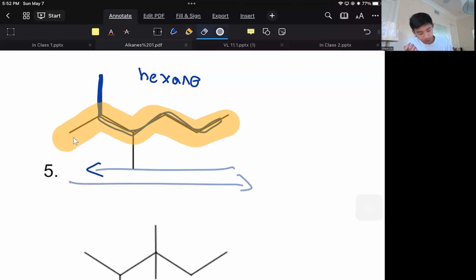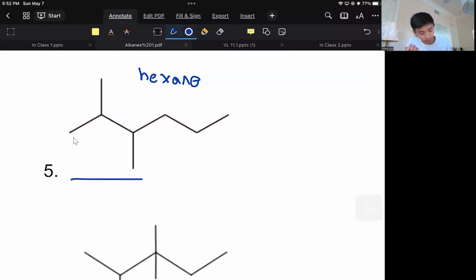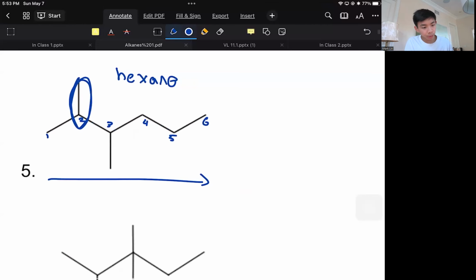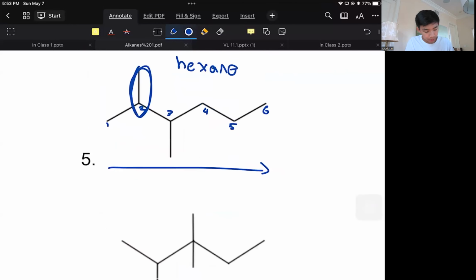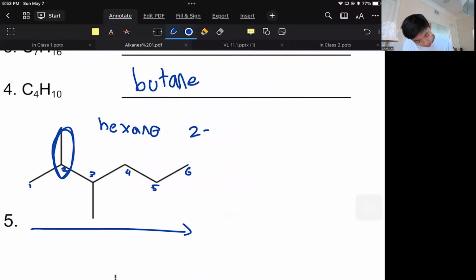Okay, let's get into it. Now that we know it's going to go left to right, we need to number them. So let's just do this strand: one, two, three, four, five, six. Okay, now let's name the branches. At number two, we have an ethyl. Oh no, we have a methyl, because M is one. Sorry. So at two, methyl.